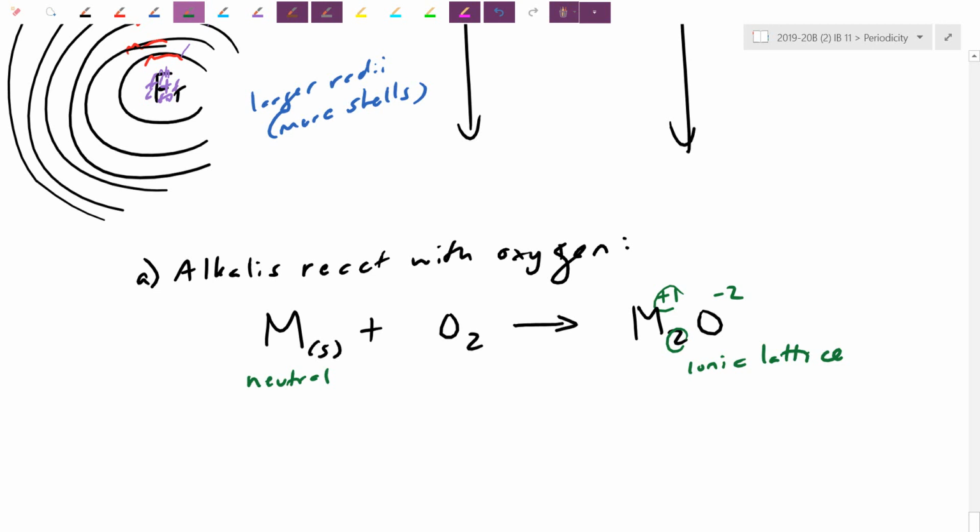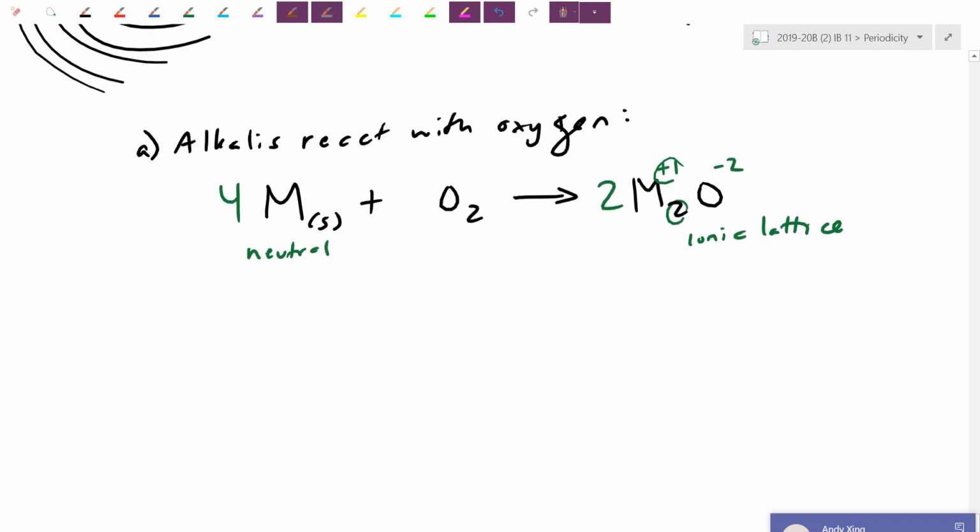Let's also balance that here. I need the 2 in front here, and I need 4. So this one I wouldn't bother memorizing because you can predict this based on just a regular synthesis reaction. The next one here you will need to memorize because this one is a little bit harder to predict.